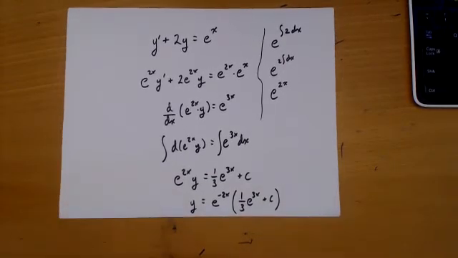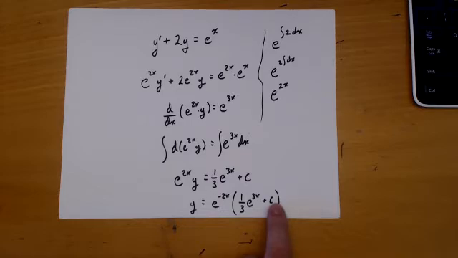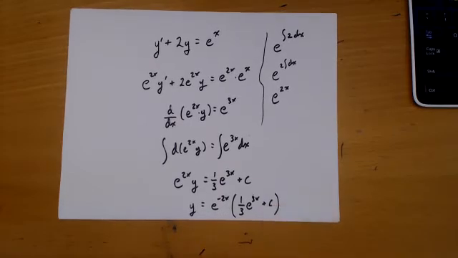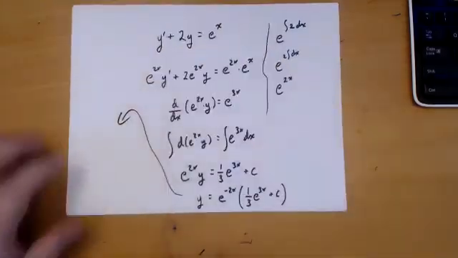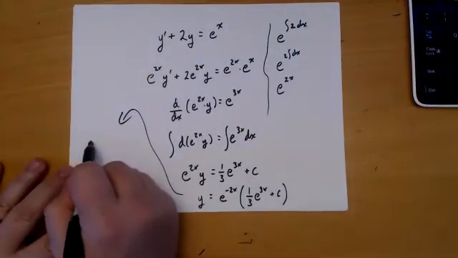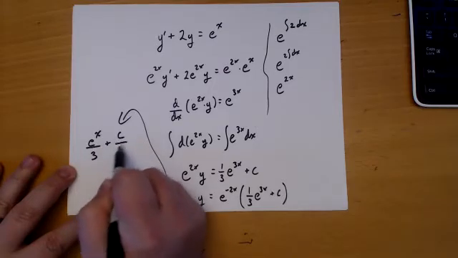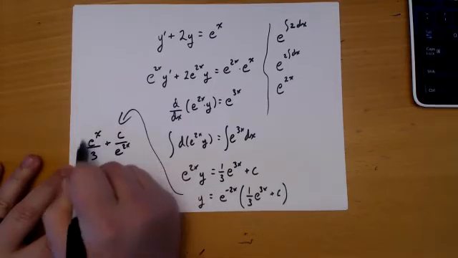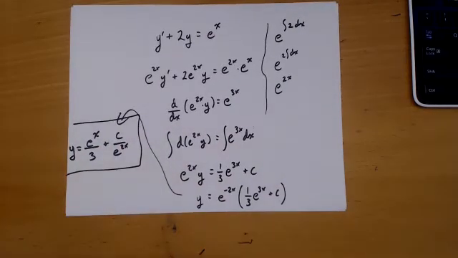Do not forget, people, that this constant is here and you are multiplying. Oh, well, you're dividing, actually. You're dividing this to everyone, which means it's going to be on that guy too. And of course, if you wanted to simplify it, you could. And you would have e to the x all over 3 plus c all over e to the 2x. And that's your honest to God answer.